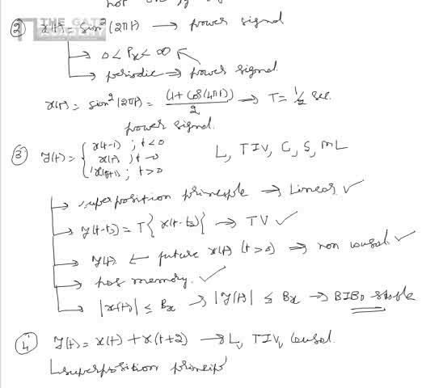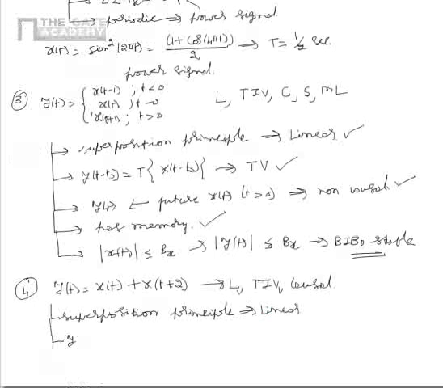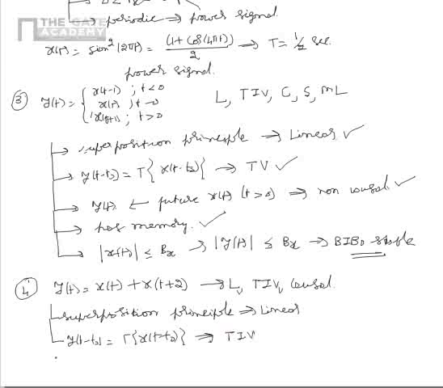From this we can say that the given system is linear, and also we can prove that y of t minus t naught, that is the delayed version of output, is equal to the output due to the delayed version of input, that is T of x of t minus t naught. So from this we can say that the given system is time invariant as well.